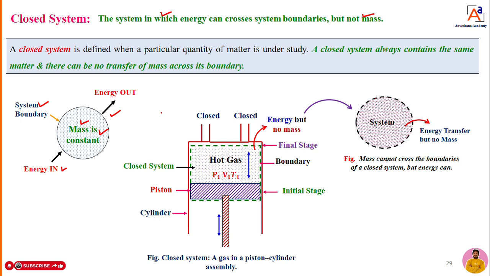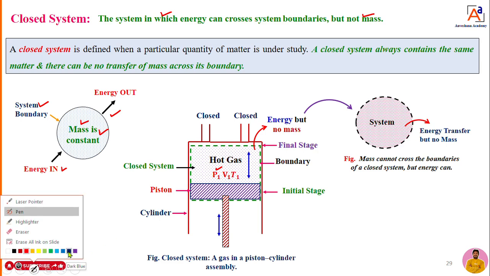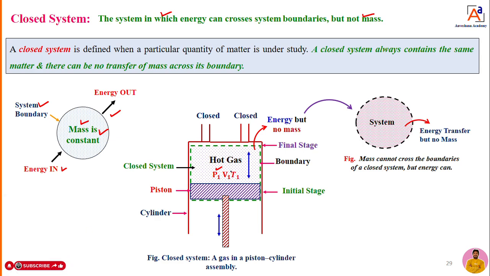To understand better, I will take an engineering application, that is the IC engine. In the IC engine I will take the piston and cylinder arrangement for better understanding of a closed system. You can see here, dear students, I am taking a hot gas into the cylinder. It has pressure P1, volume V1, and temperature T1.